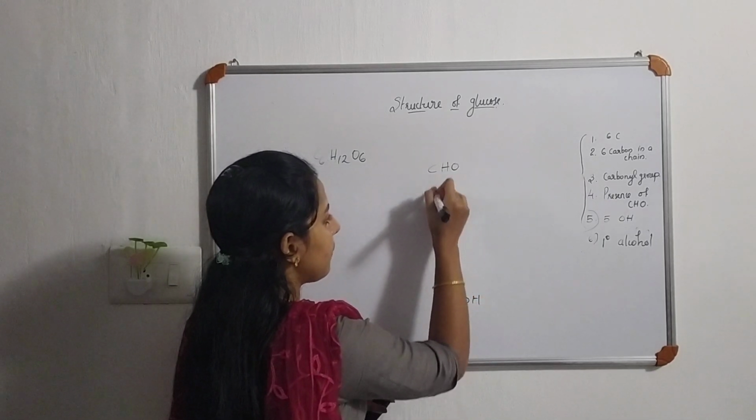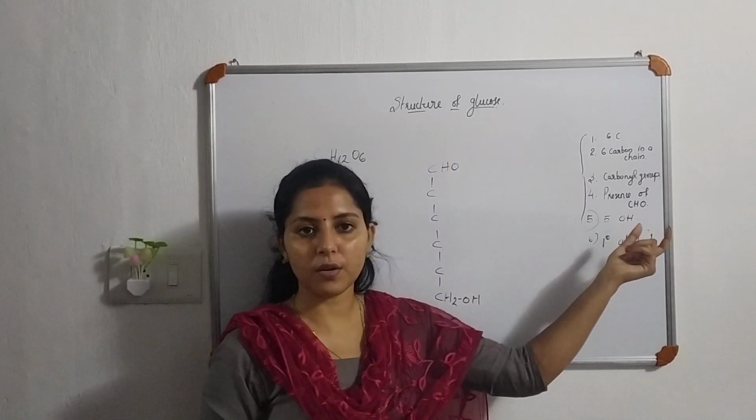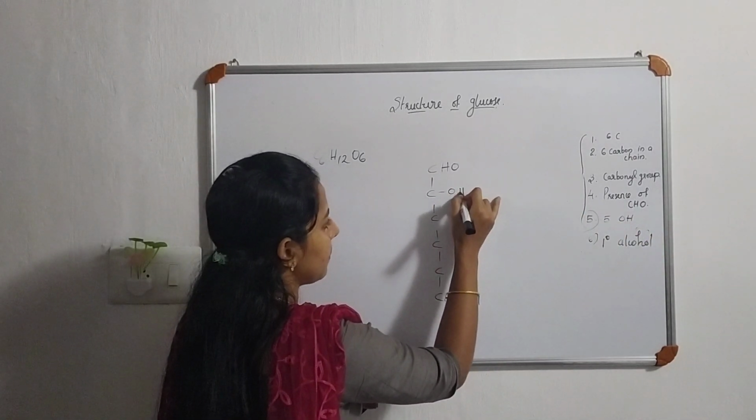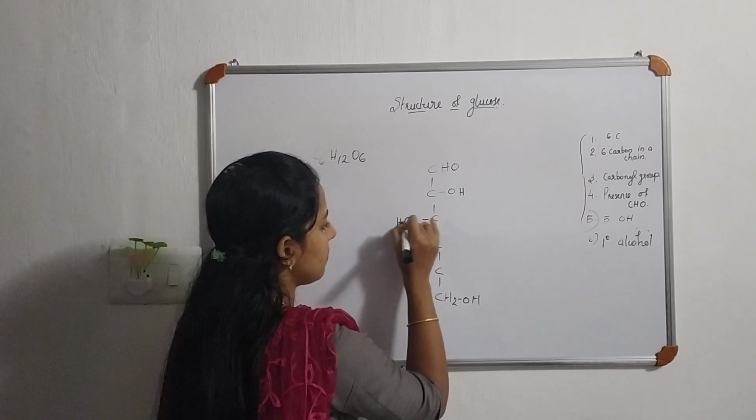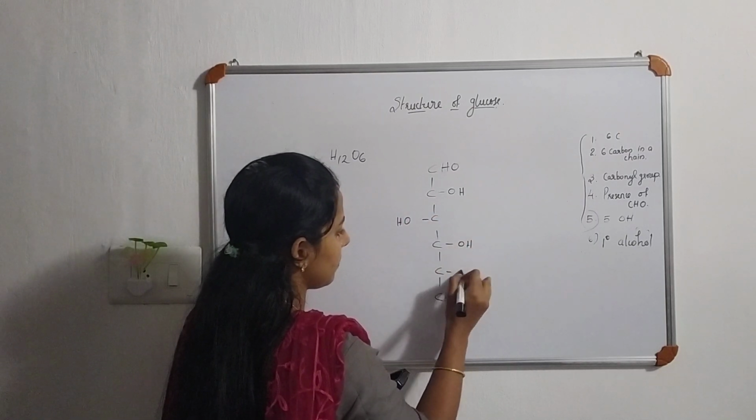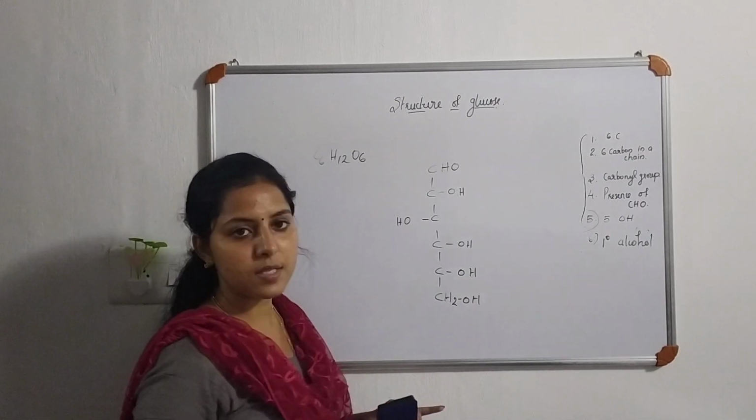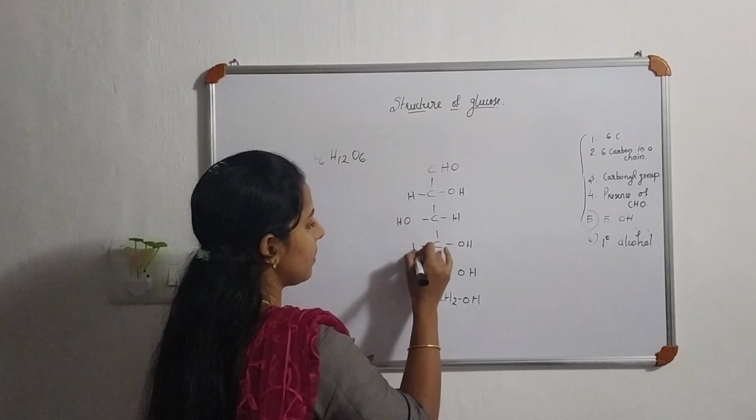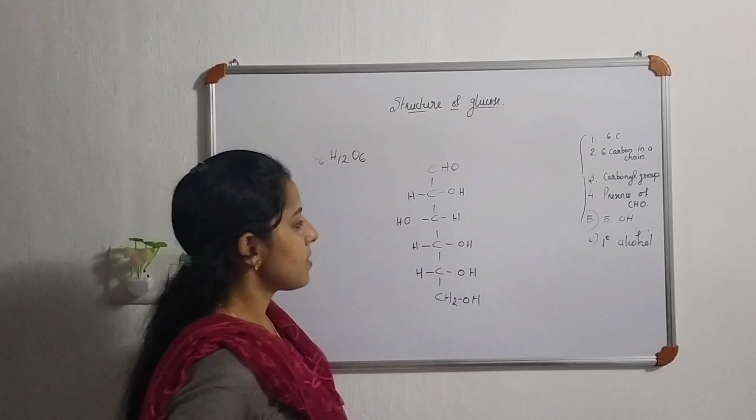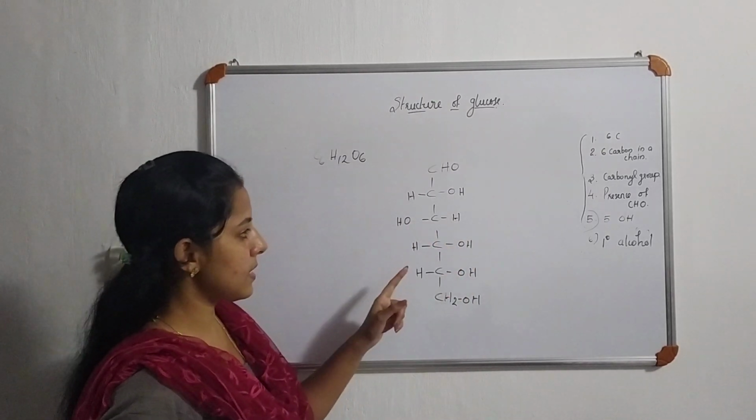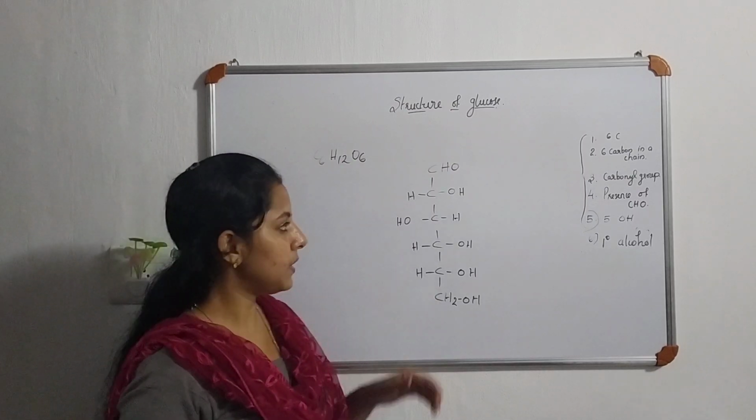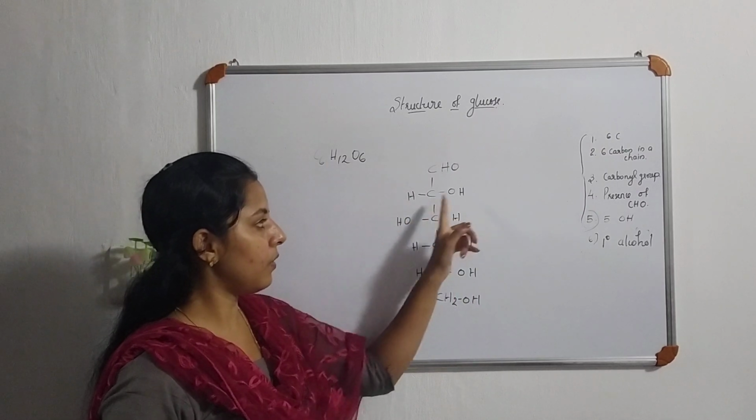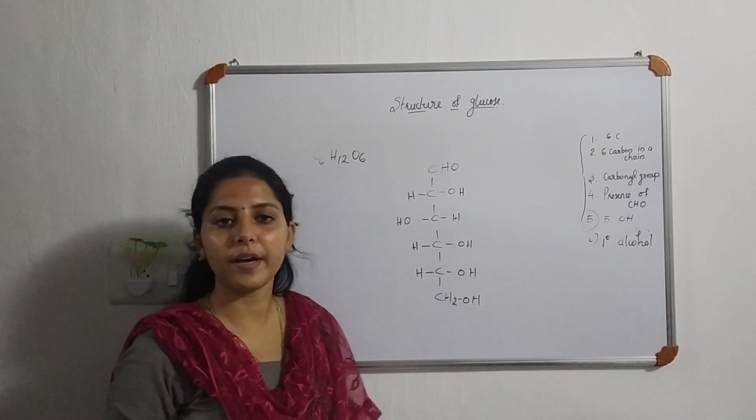And there are 5 hydroxyl groups, one on each carbon atom. The remaining valency of carbon can be satisfied by placing hydrogen. So this is the structure of glucose, C6H12O6 with 1 CHO group, 1 primary alcohol group and a total of 1, 2, 3, 4, 5 OH groups.